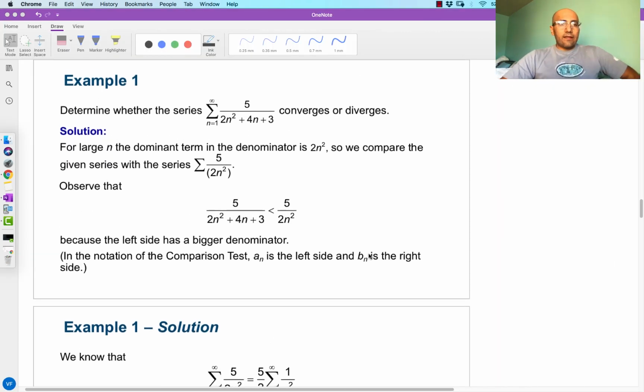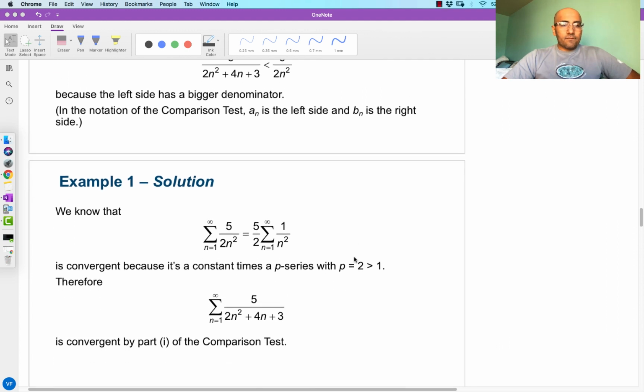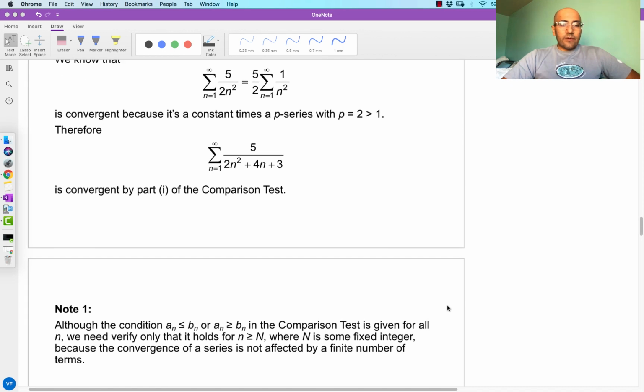All right, let's see what the author had as a solution. For large n, the dominant term in the denominator is 2 to the nth power, so we compare the given series with this series. So that's the inspiration for determining which series to compare it to. Okay, so now because this one is larger than the one on the right-hand side, and we know that one converges by the p-series test, this is convergent because of the p-series, and so it converges by the comparison test.